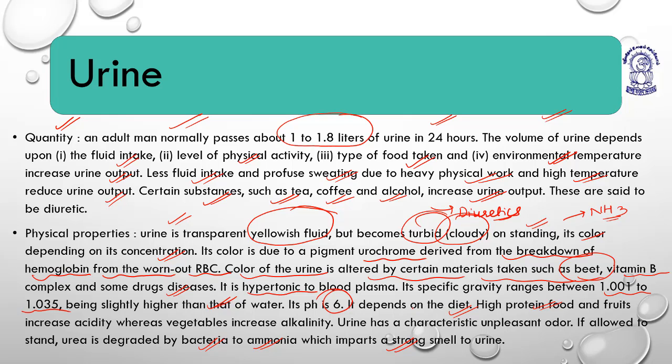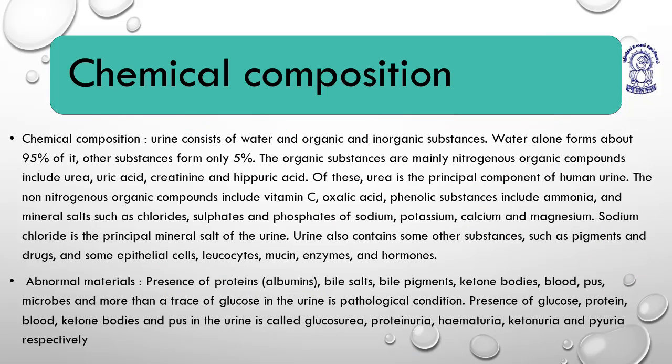The pH is 6. If the person is on a high protein diet, then more nitrogenous waste will be there, more urea will be excreted. If they are taking more fruits and proteins, acidity will occur, whereas vegetables increase alkalinity. Chemical composition: urine consists of water, organic and inorganic substances.